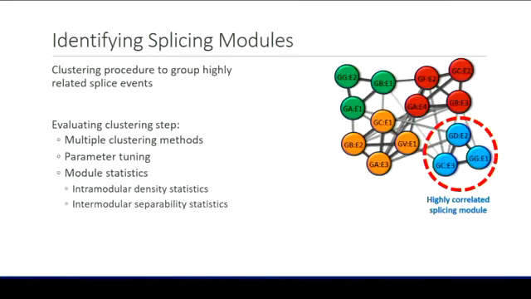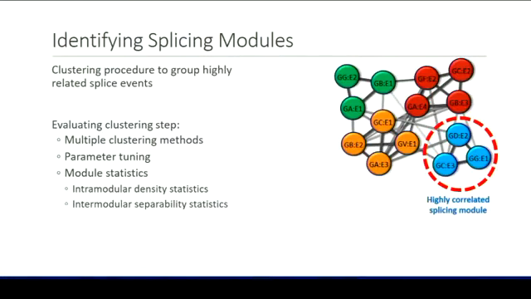Then, in a network analysis, what we want to do is cluster these events to group highly related splicing events and form modules that might be driving our phenotype. We can use some sort of clustering approach, and there are many of these clustering approaches. So again, just like the network development, this is something that I'll have to evaluate. I'd have to evaluate the clustering steps and the different parameters involved.